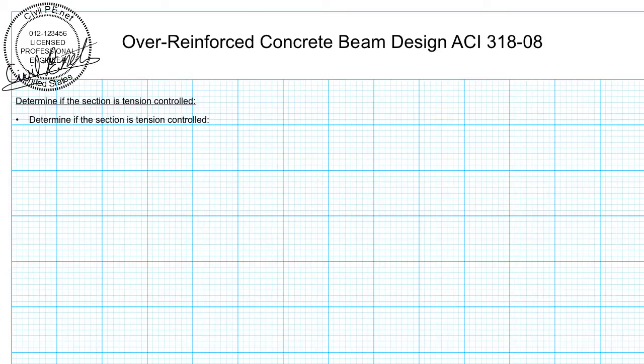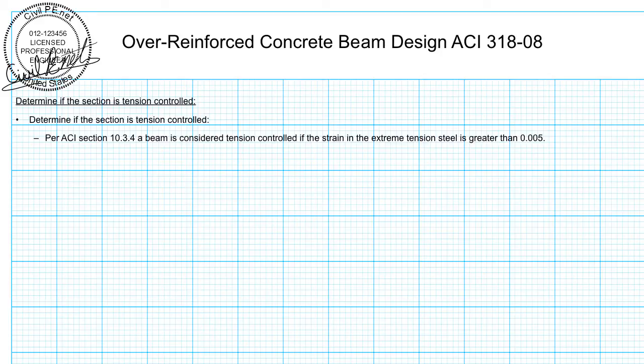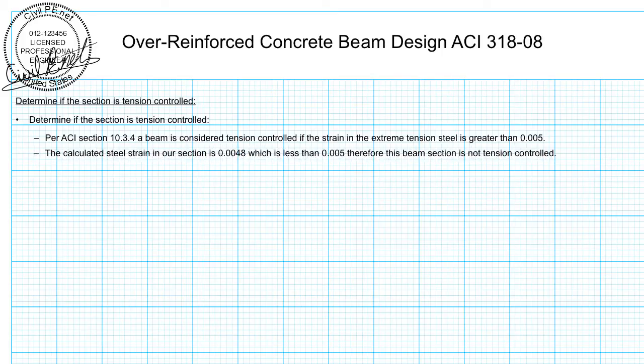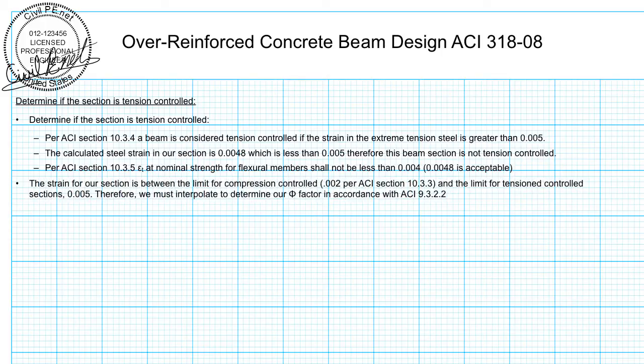We need to determine if our section is tension controlled. Now, a section is deemed tension controlled if the strain in the extreme layer of steel is greater than 0.005. Unfortunately, we only have 0.0048. So what does that mean? Per ACI section 10.3.5, epsilon sub t at nominal strength for flexural members shall not be less than 0.004. So 0.0048 is greater than that, meaning this is acceptable. But we're going to have to adjust our phi factor because our strain is less than 0.005.